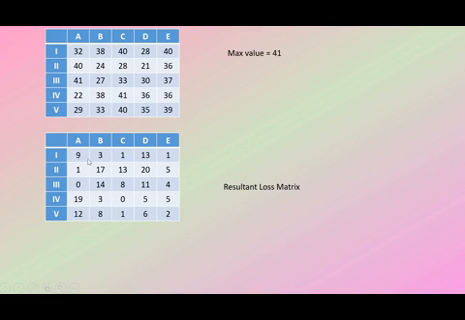The values are 9, 3, 1, 13, 1, 1, 17, 13, 25, 0, 14, 8, 11, 4, 19, 3, 0, 5, 5, 12, 8, 1, 6, 2. Now check whether all rows have zeros. No, it does not. Do all columns have zeros? No, it does not. So what are we supposed to do? Perform row reduction and column reduction. So we'll go into the row reduction step now.